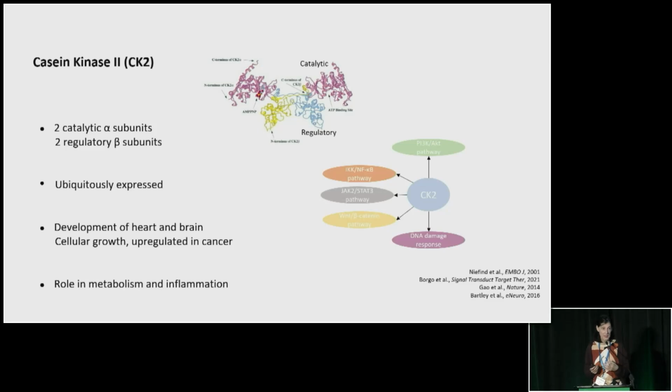And what else? We already know that it's linked to other neurodevelopmental disorders such as autism. There have been publications about CK2 phosphorylating proteins that have a role in neurodevelopment already. But we also know it's important, for example, in inflammation and in the metabolism of cells.